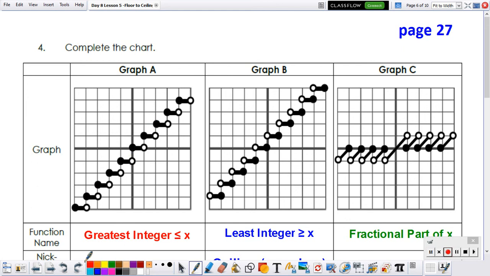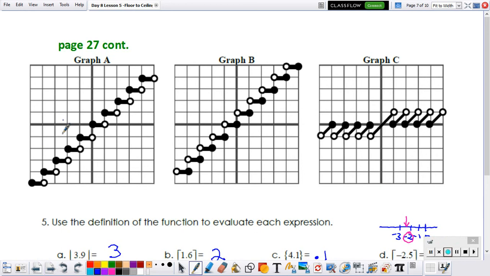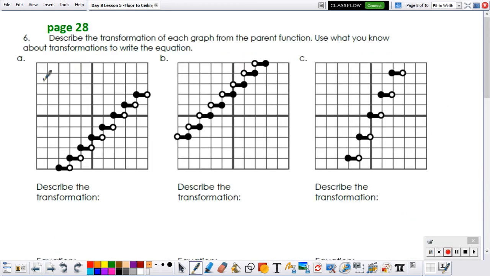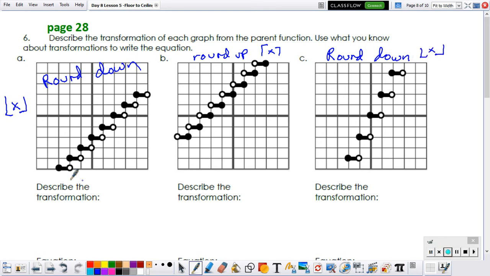All right, so as soon as I realize that, I'm going to make a little note here that this is a round down function. So its notation is going to be like the rounding down. Okay. And then for letter B, well, if this one's a round down, this is a round up, because we're going to round everything up, so it's going to be like that. And this one starts with closed circles. It's also a round down. Okay, so describe the transformation.